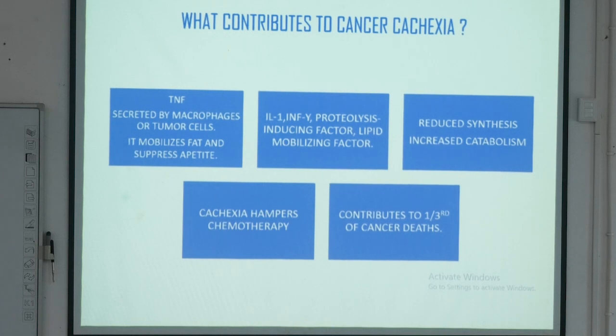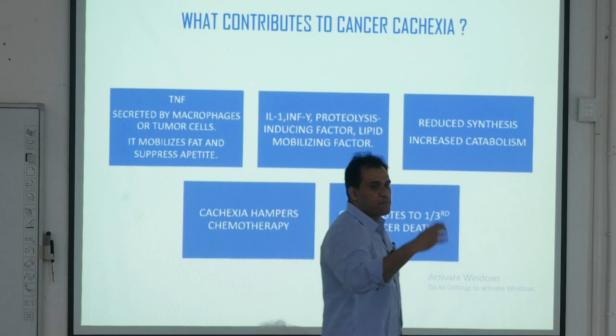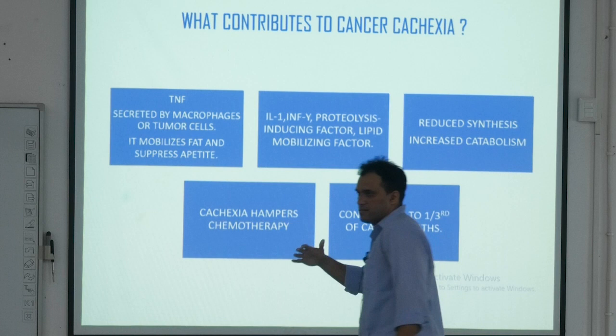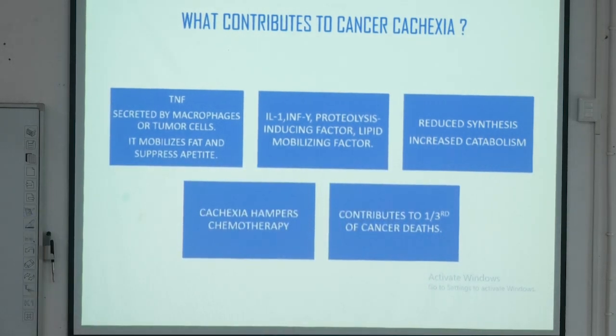Then other than TNF, you have interleukin 1, interferon gamma, proteolysis inducing factor. Proteolysis inducing factor means what? It induces proteolysis, it causes breakdown of the protein. Lipid mobilizing factor mobilizes lipid from its source. Protein is broken down, lipid is lost. The person becomes lean, loses body fat, looks thin and emaciated.